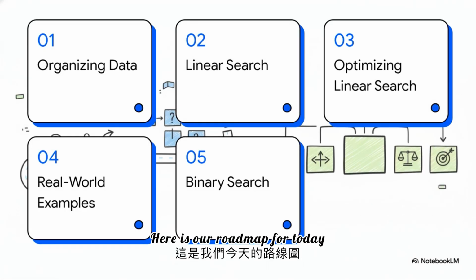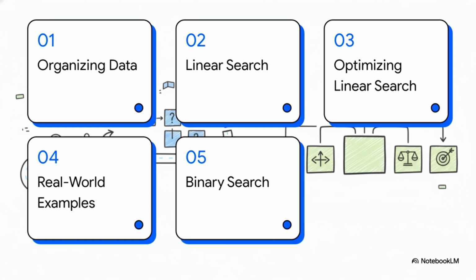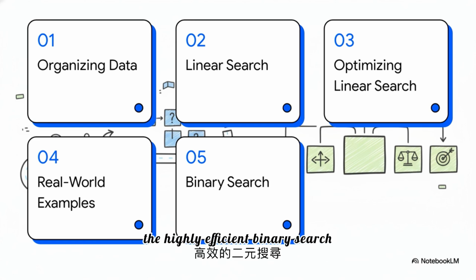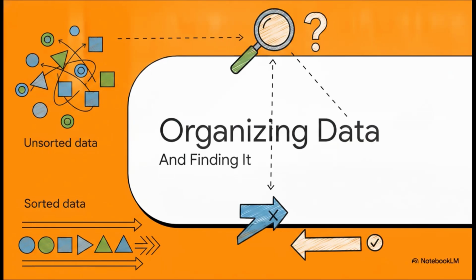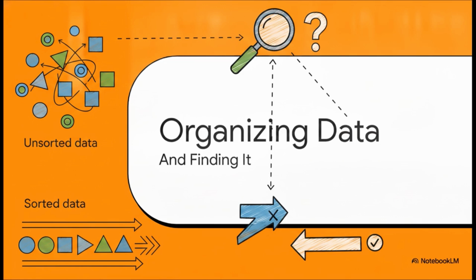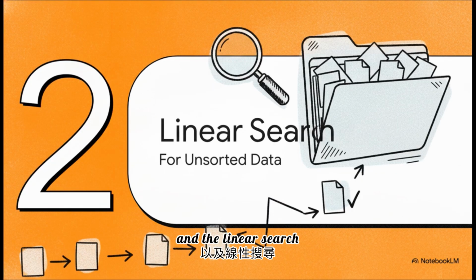Here is our roadmap for today. We'll be covering organizing data, the standard linear search, optimizing that search, real-world examples, and finally, the highly efficient binary search. All right, let's kick things off with part 1. Organizing and finding data. And that flows right into part 2, unsorted data and the linear search.